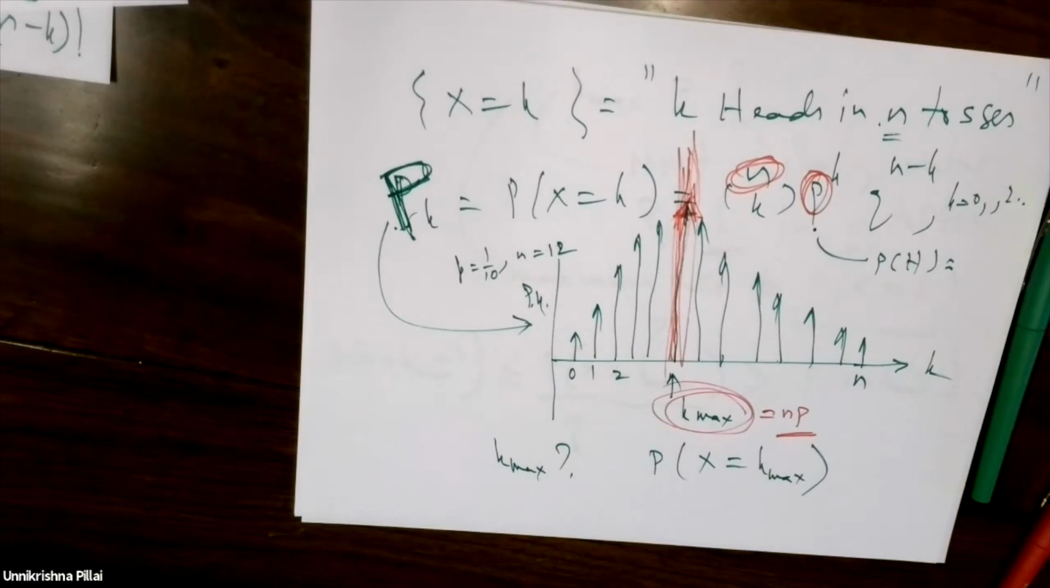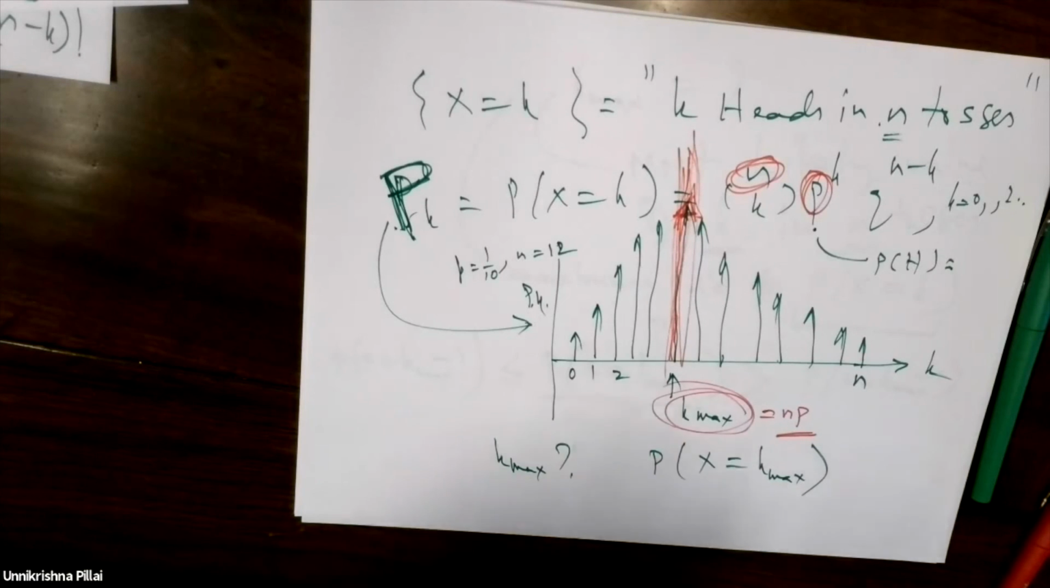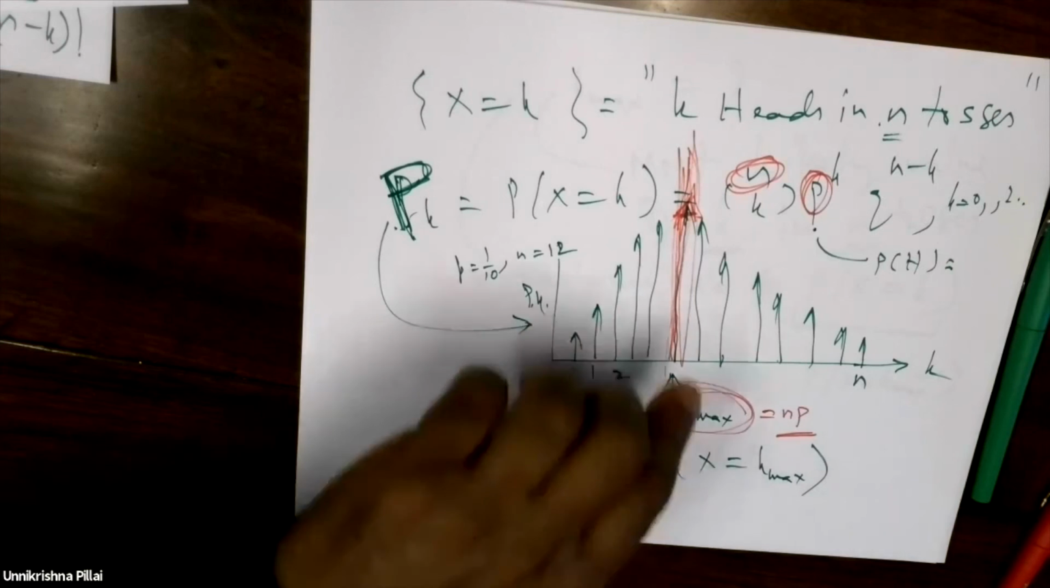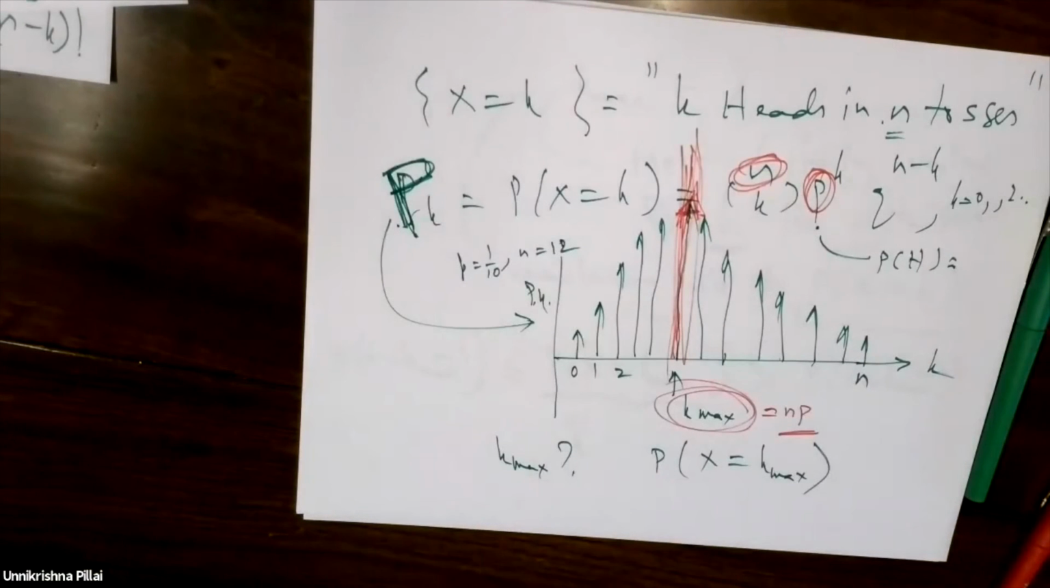Yes? Yeah, it's just the expectation, right? You're jumping too much. Just listen. I'm developing one theme after the other. From the graph you can see that there will be one value at which the probability will be maximum. So we can call that the most likely value of k. That's what we are trying to find out.